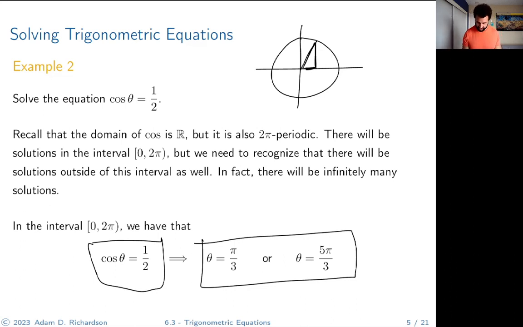But there's another angle. So if you go here, that angle works. But then also, if you go all the way around to here, you'll get another one. And what's this blue angle? This blue angle is 5 pi over 3. There we go. So there's two solutions just in the interval from 0 to 2 pi.